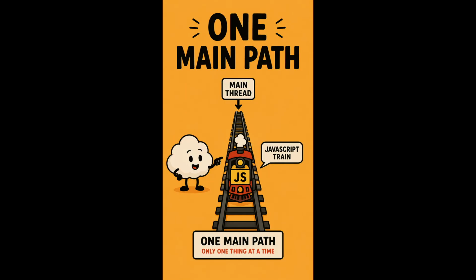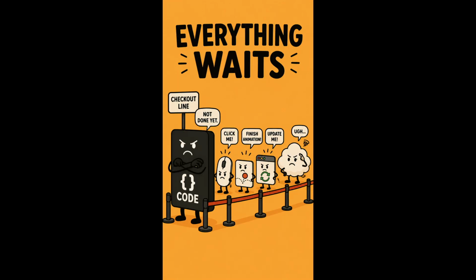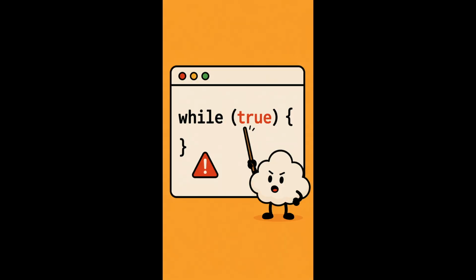JavaScript usually runs your page's main code on a single thread. That thread handles your clicks, animations, page updates, and JavaScript instructions. When one task refuses to finish, everything behind it has to wait.